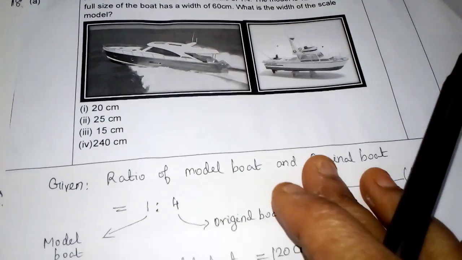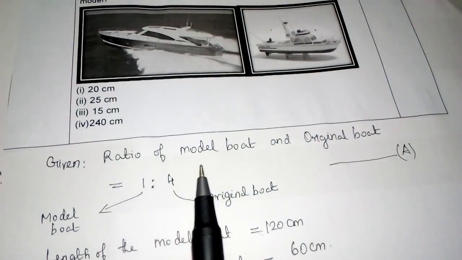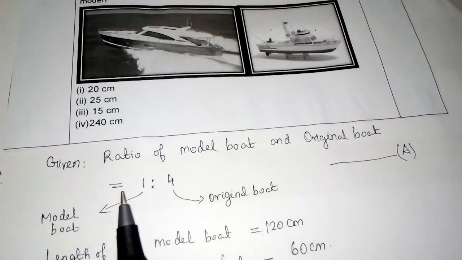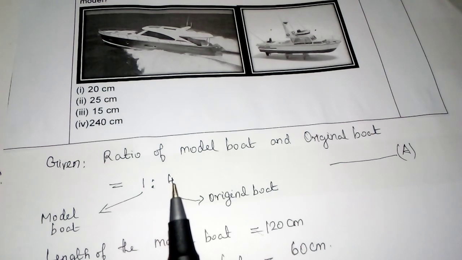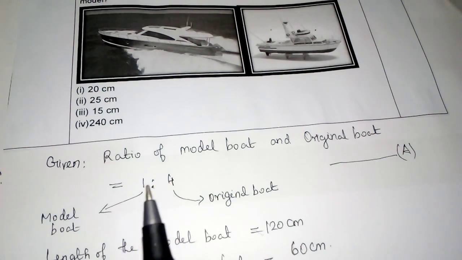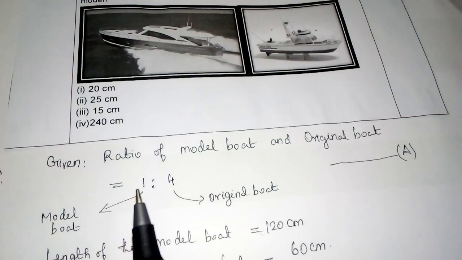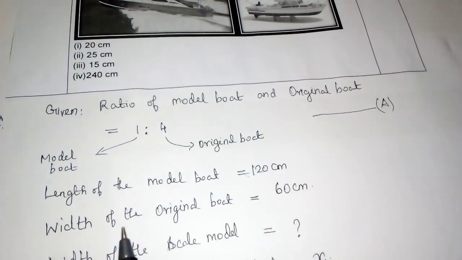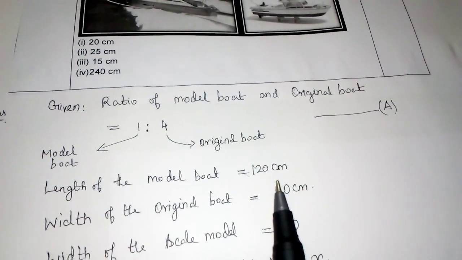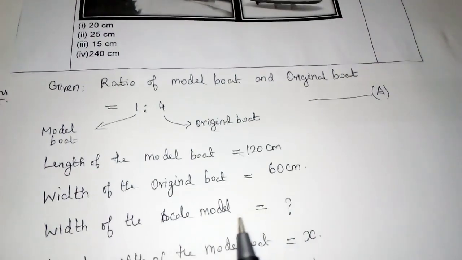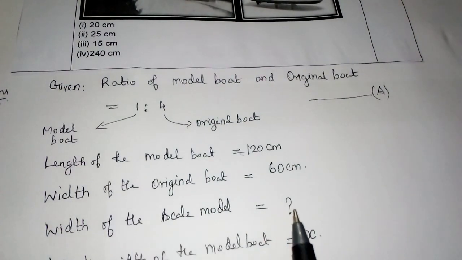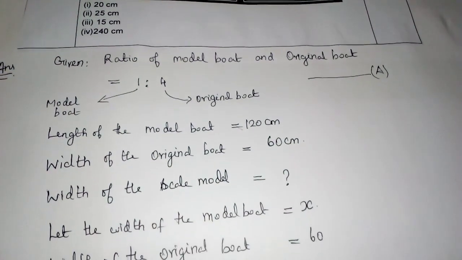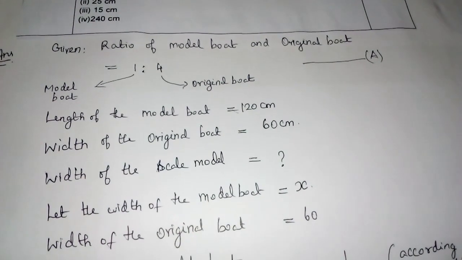What is given is a ratio of model boat and the original boat, which is 1:4. So the model boat is 1 and the original boat is 4 times that of the model boat. Length of the model boat is 120 centimeter. Width of the original boat is 60 centimeter. Width of the model boat is asked in the question.